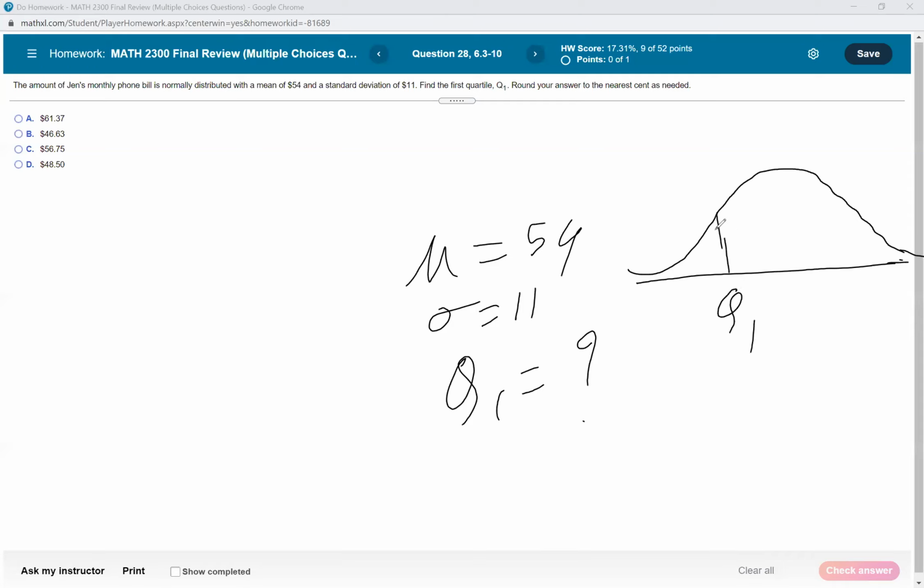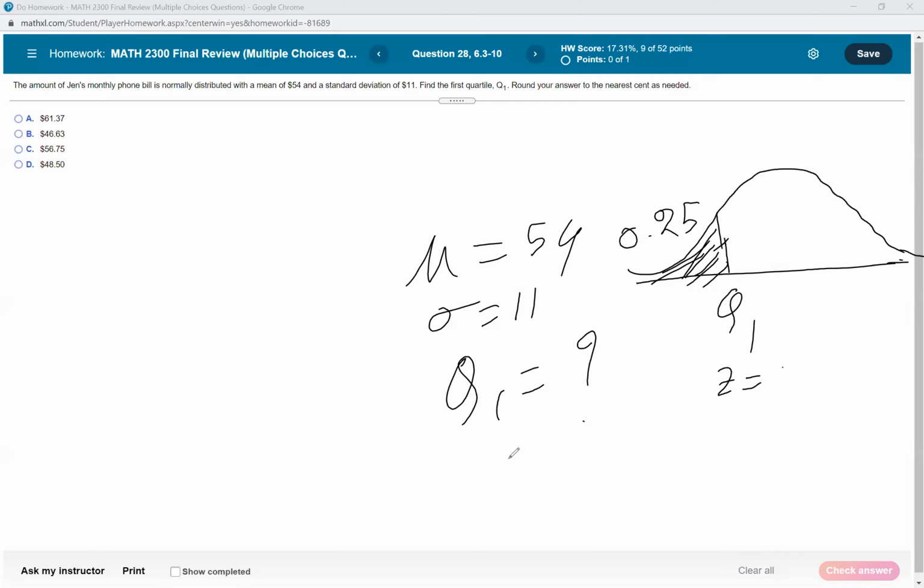Okay, Q1 means the area on the left side is the first quartile. So that means 25% of the observations are on the left side. So the area is 0.25. From here, you will get the corresponding z score. If you look at this area, 0.25, you will get the corresponding z score, and you will use that z score to find Q1.